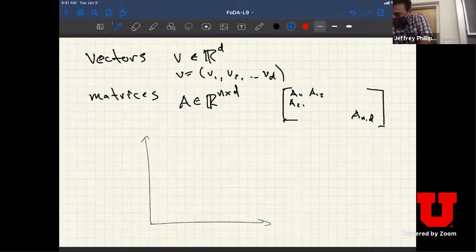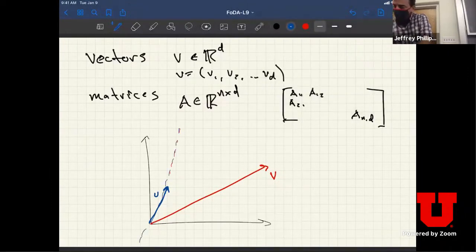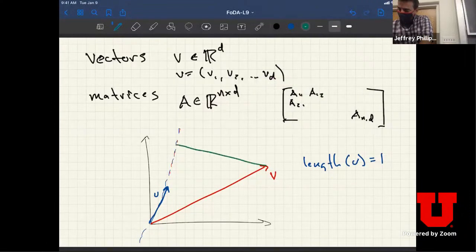And we talked about, let's see, if we have a vector u and we have another vector v, and in particular we look at the line which goes through u. Okay, so under the condition that the length of u is equal to 1, then the dot product of u and v, I can understand this by thinking of this point.